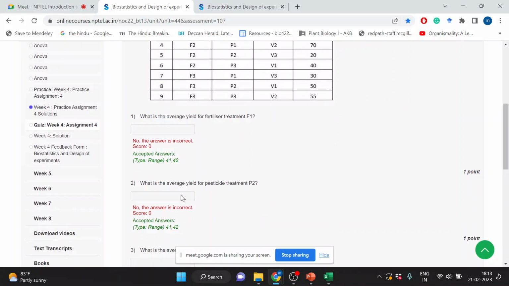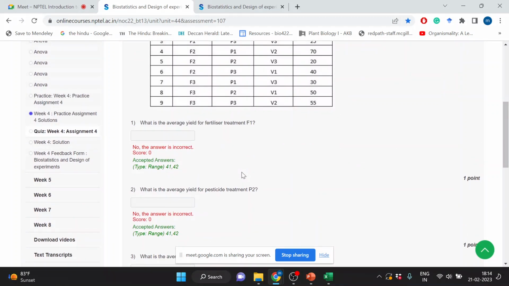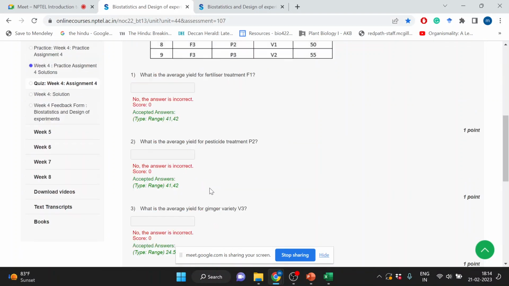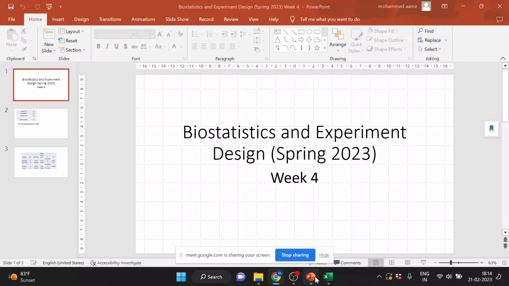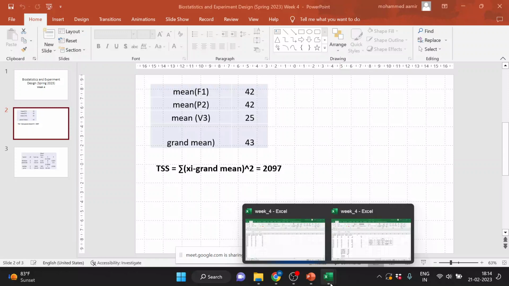Same again, what is the average yield for pesticide treatment P2? Look at wherever P2 is: P2 there's 55, P2 there's 20, and P2 there's 50. You take the mean of that, which again comes to something like 41.6. And then lastly, you need to take the average yield for ginger variety V3. The V3 values are 25, 30, and 20. If you take the mean, you get 25. Those are the values you needed to calculate.